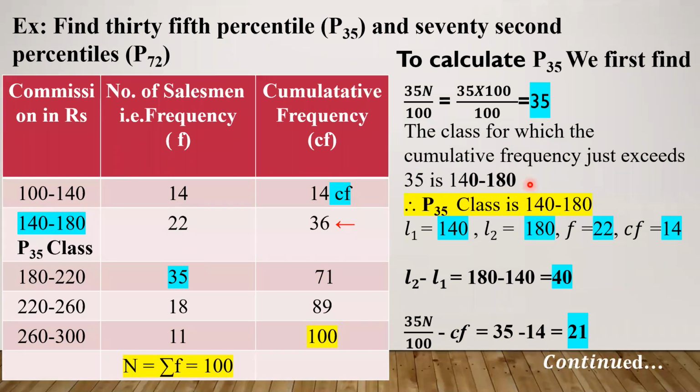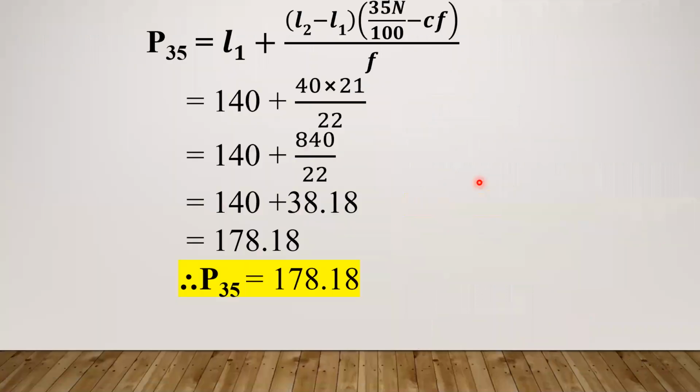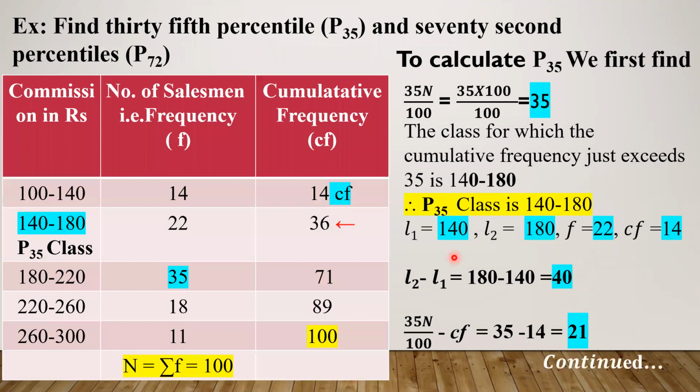Now, once you have located the class, what is your next step? To apply the formula. Before we apply the formula, we can find out the values which are required in the formula. So what is my formula to calculate P35? L1 plus L2 minus L1 in one bracket, 35n upon 100 minus CF in another bracket, and divide by F. Let us put the values. What is L1, meaning lower boundary? What is the lower boundary of this class? It is 140. What is L2? It is the upper boundary, that is 180.